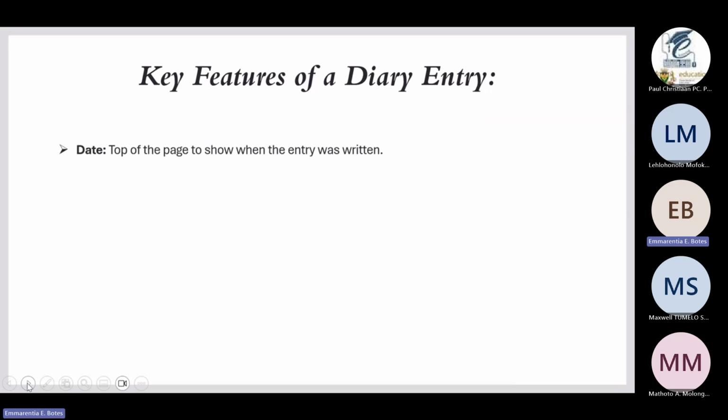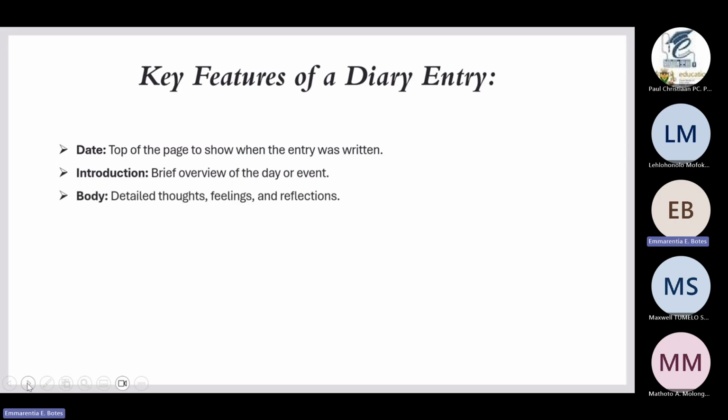Now let's look at the key features. So we have the date, top of the page to show when the entry was written. So it's the day and the date. Then we have an introduction. So that's a brief overview of the day or event. This is just for chronological purposes. Detailed thoughts, feelings, and reflections, and a conclusion, final thoughts. But please remember that every entry is one paragraph.